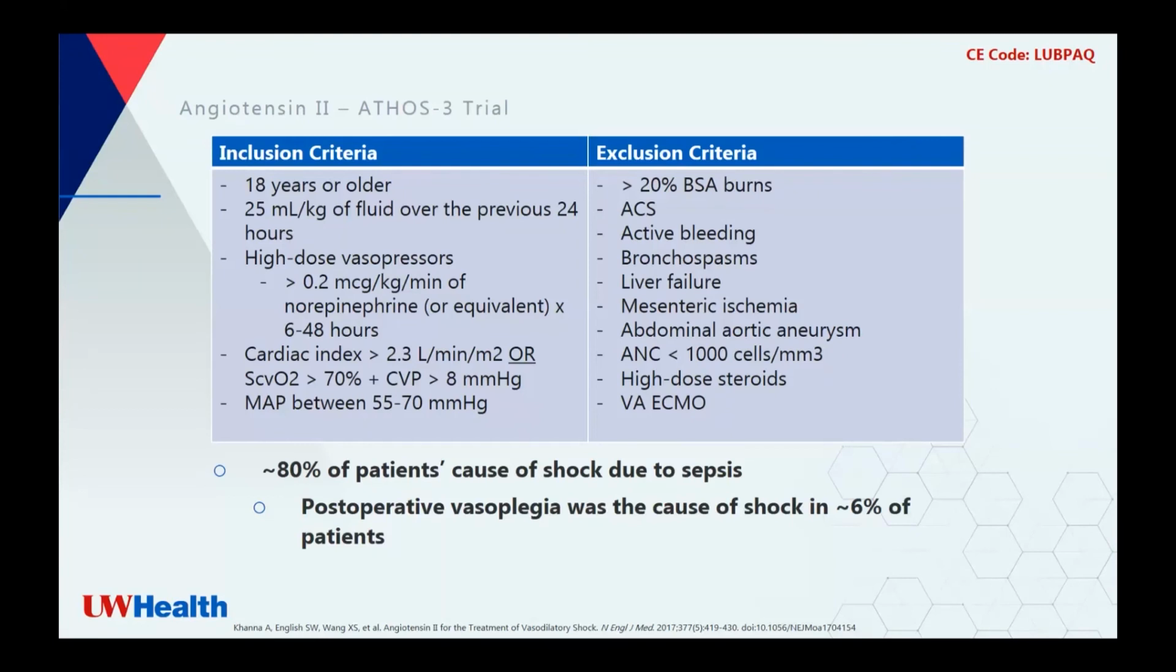Patients were excluded if they had certain conditions such as large surface area burns, ACS, active bleeding, or were on high-dose steroids, amongst others. Surprisingly, only 80% of patients in this trial had their shock state due to sepsis. For the population that we're looking at today, post-operative vasoplegia was the cause in about 6% of patients.